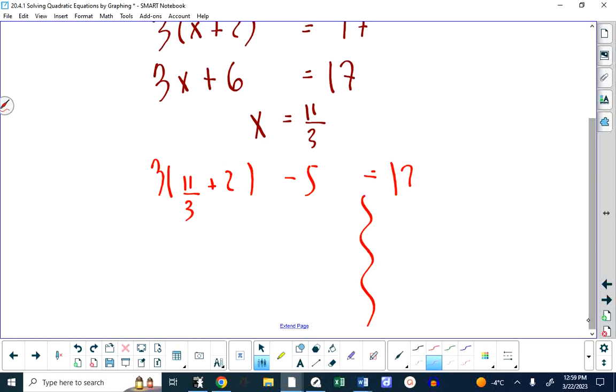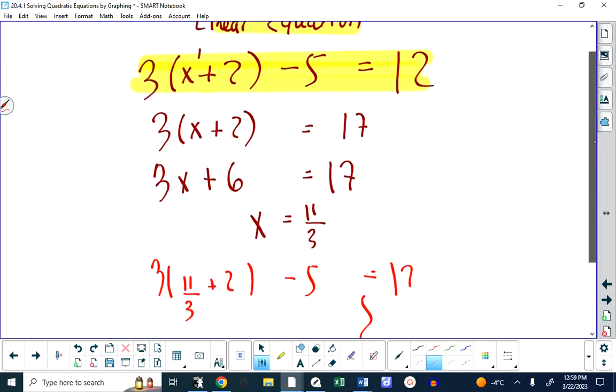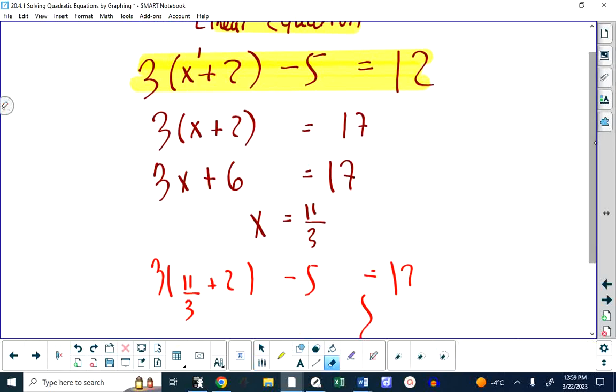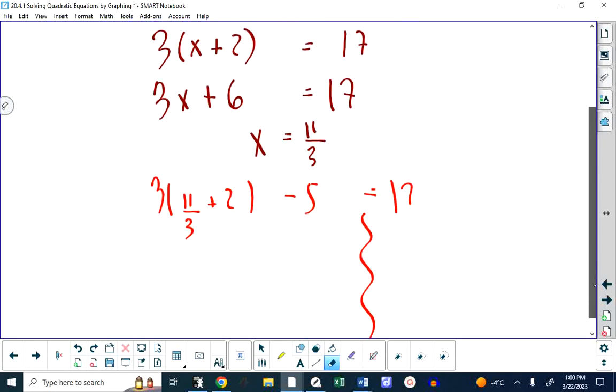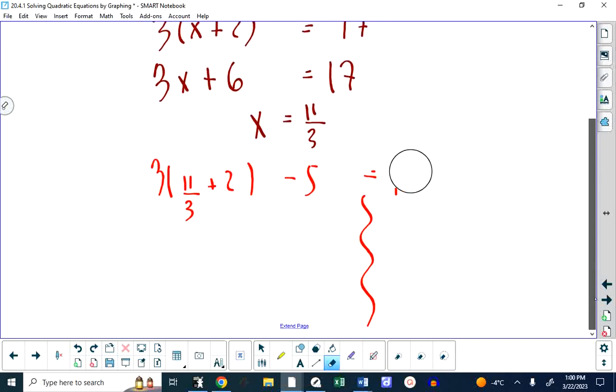Is this a 17? Is that what I had originally? 12. Just a second here. I'm going to have to fix that. I changed it to 17. Oh, because I added the 5. That's why. Okay. So this is a 12. It's unfortunate that my 2 kind of looked like a 7 there. It's not 17, it's 12. I'm looking at the original equation. Are we in agreement that when you calculate the left-hand side, you get 12? Okay.